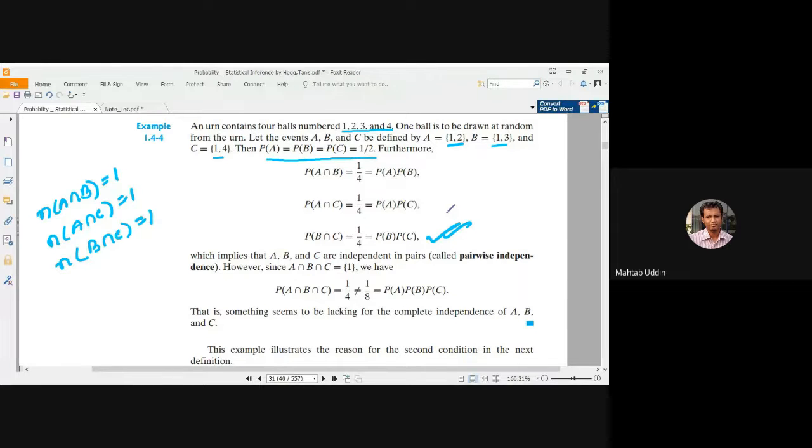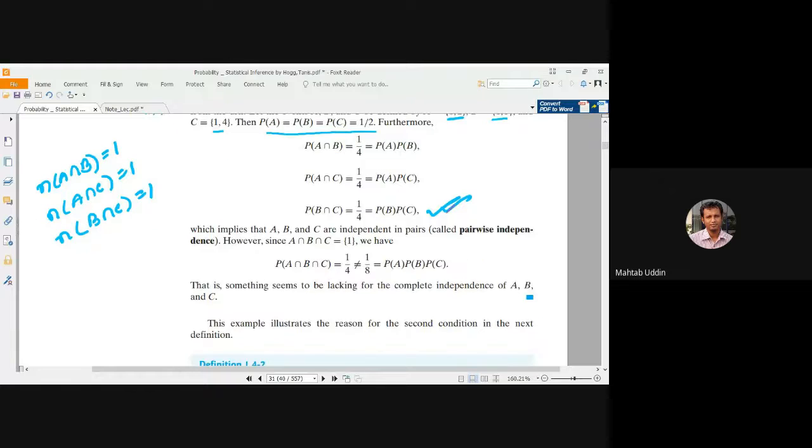Now, if you take all three, n of A intersection B intersection C, once again they have the same element, that is 1. So its probability is 1 by 4. But if you take the product of all three, what will we have? Half into half into half. What is this? 1 by 8. Definitely 1 by 4 is not equal to 1 by 8, right? So if we take them in pairs, then they are independent, but if we take all of them, then they are not independent. Do you understand? Only pairs.